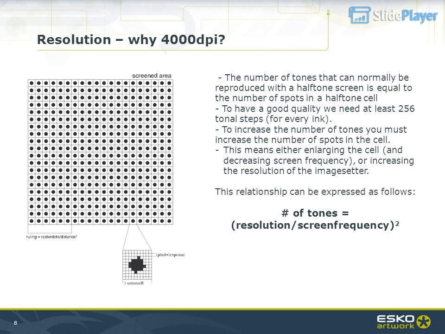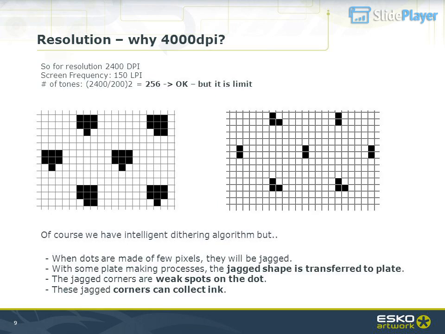This relationship can be expressed as follows: number of tones equals (resolution / screen frequency) squared plus 1. So for resolution 2400 dpi and screen frequency 150 lpi, the number of tones, (2400/150)², equals 256, which is OK, but it is the limit.